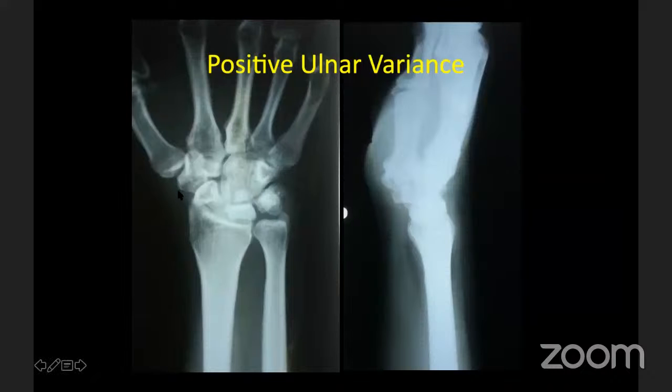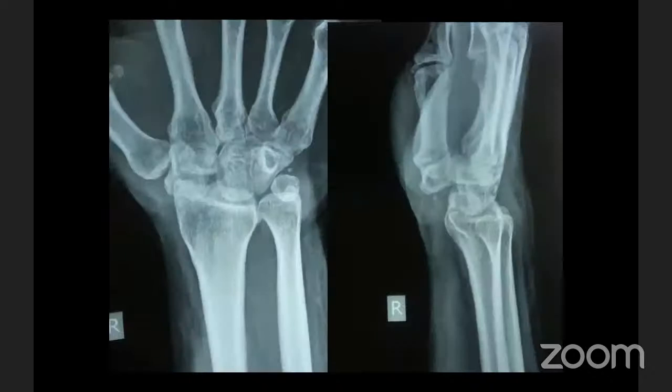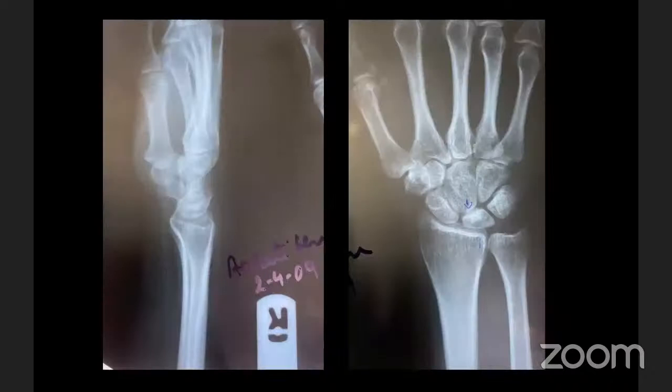Occasionally, you will have a positive ulnar variance and Keinbock's disease. These perhaps are the candidates for a very early proximal row carpectomy, and Praveen will talk more in detail about this.